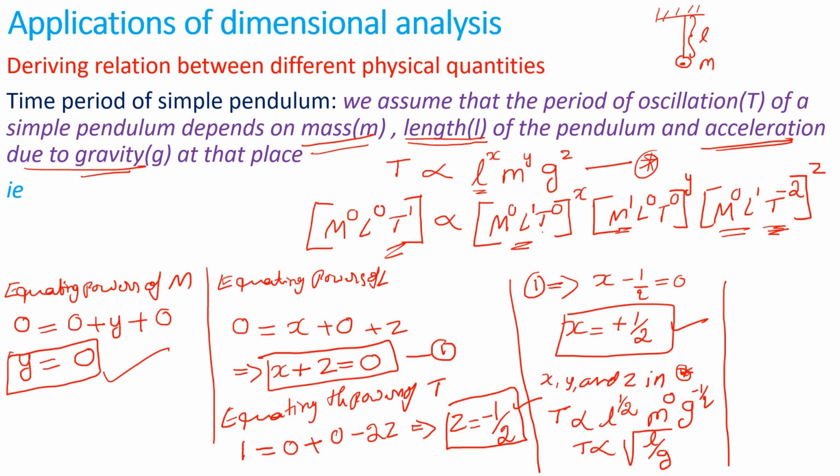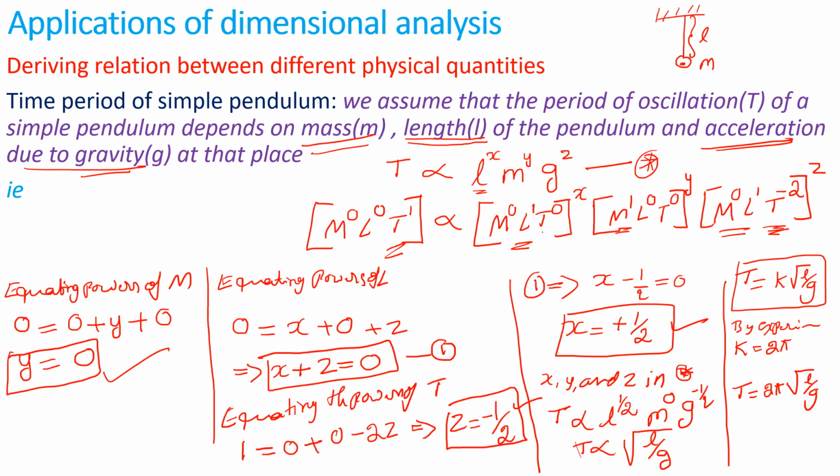How do we remove this proportionality sign? T is proportional to root of L by g, or T is equal to some constant k, the constant of proportionality, into root of L by g. This is the formula for the time period of a simple pendulum. By experiments, what will we get? By experimentation, the value of k is found to be equal to 2 pi. So we end up getting T is equal to 2 pi into square root of L by g.